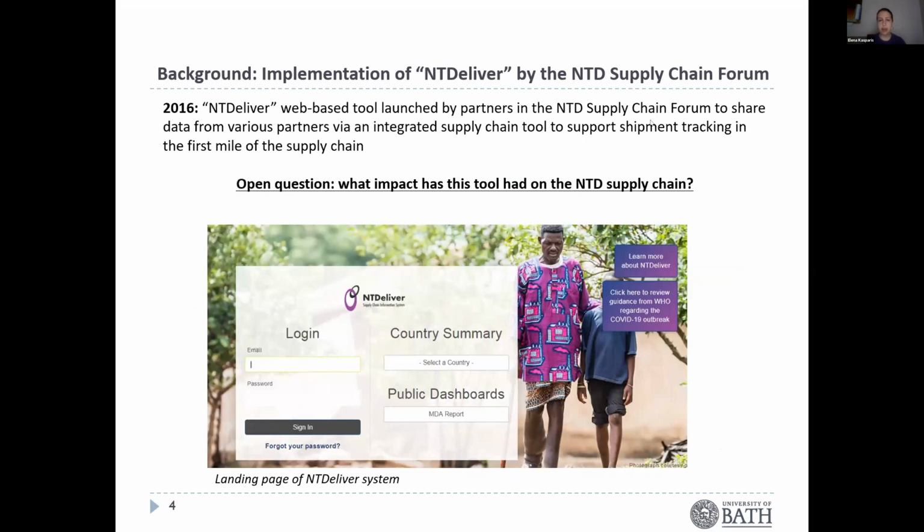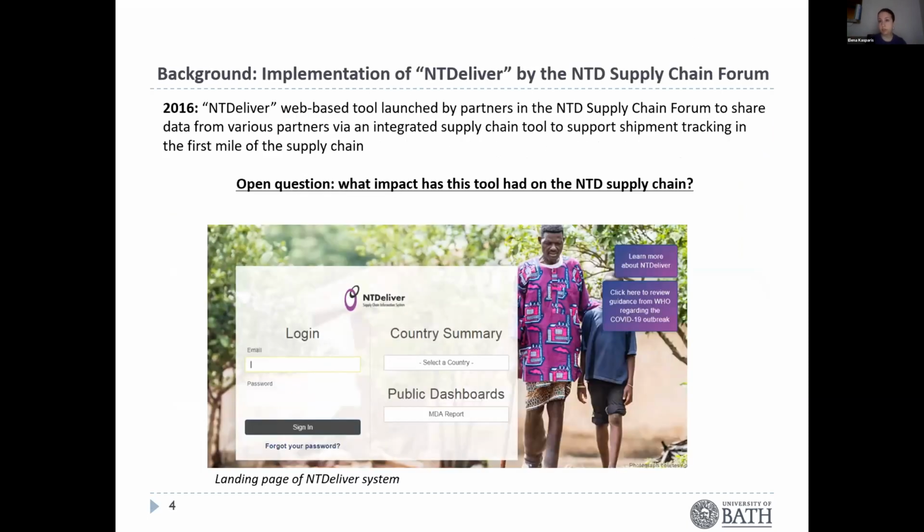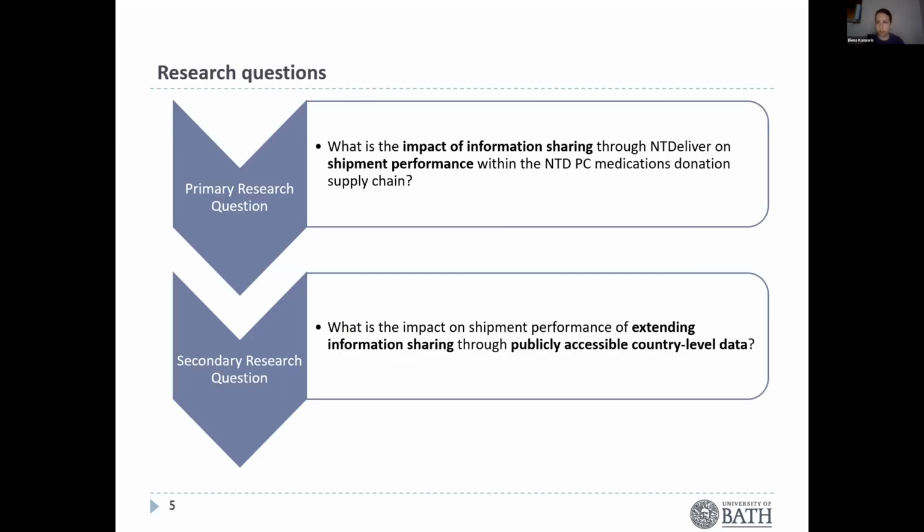So as some of you are familiar with, and the scope of the presentation earlier was focused on NTD Deliver. A great tool launched in 2016, originated by the NTD Supply Chain Forum to look at integrated data in the supply chain on the shipment tracking in this first mile. And so the open question that we wanted to investigate, well, what has been the impact of this tool? And specifically divided into two research questions. What is the impact generally on the shipment performance?